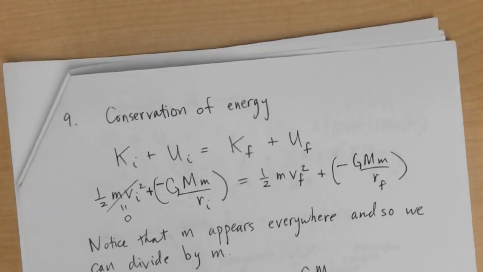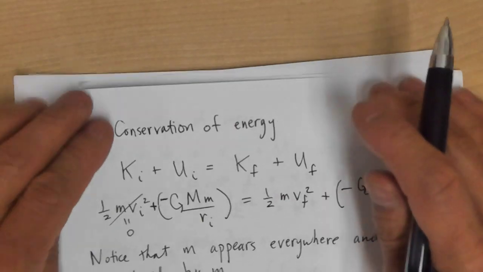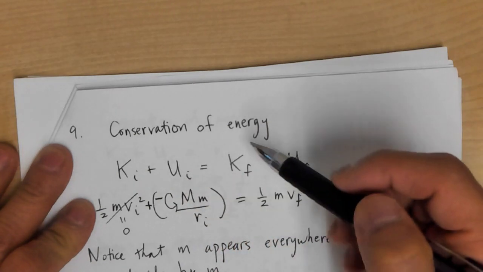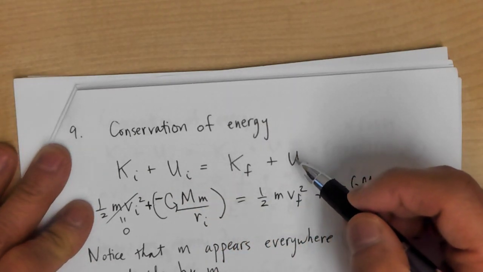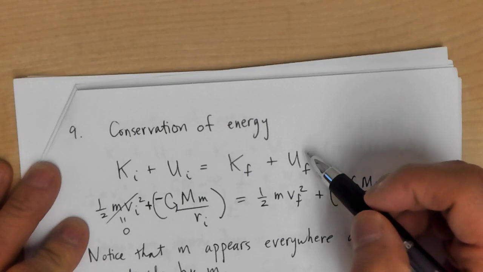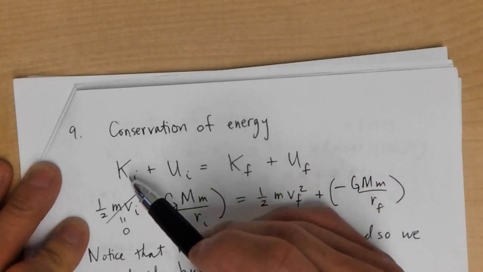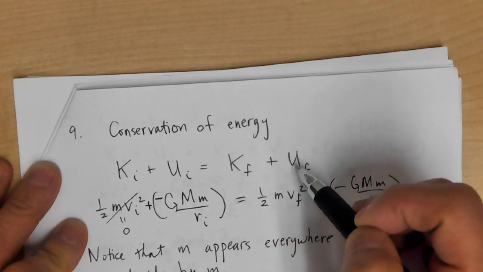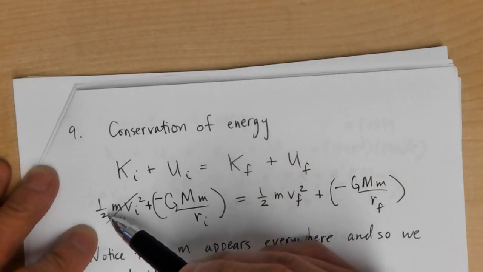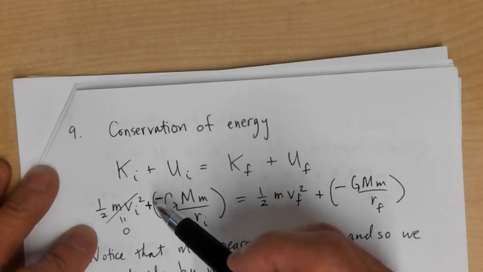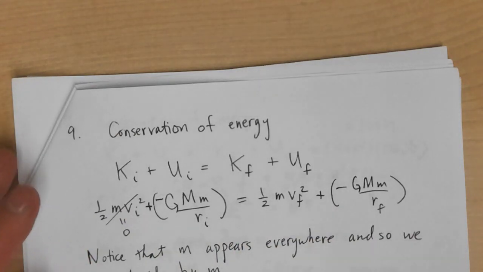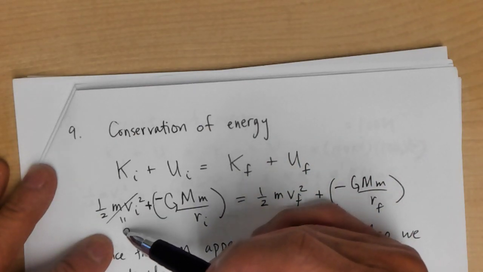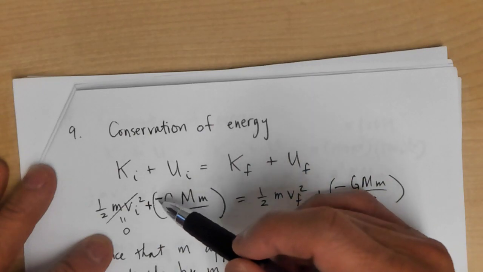Okay, so we have the conservation of energy. K initial plus U initial is equal to K final plus U final. It's kinetic energy, potential energy initial; kinetic energy, potential energy final. So we have 1/2 m v_i squared, but the mass starts from rest, so the initial velocity is zero, so the kinetic energy is zero.